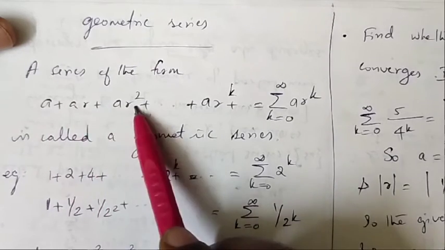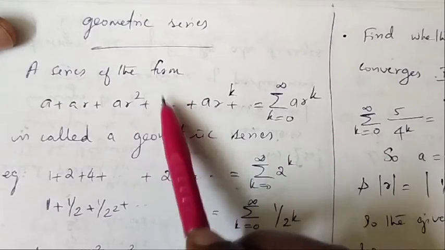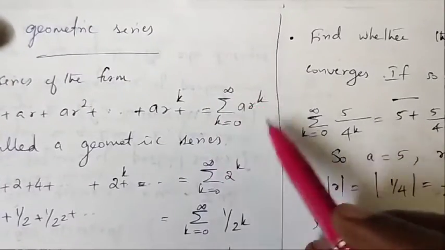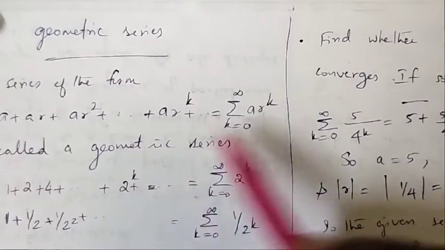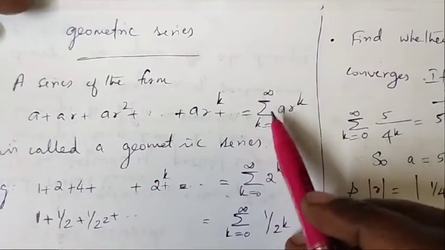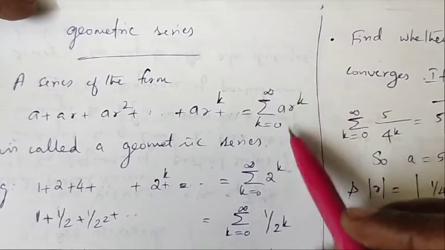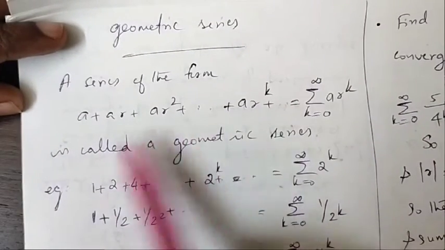get the third term, ar into r is ar square, again multiplying with r we get ar cube, etc. So this is sigma k from 0 to infinity ar raised to k. If k is 0 we get the first term a, if k is 1 we get the second term ar, etc. That is why I told that sigma k from 0 to infinity or 1 to infinity, both we can write. So here this is a geometric series.